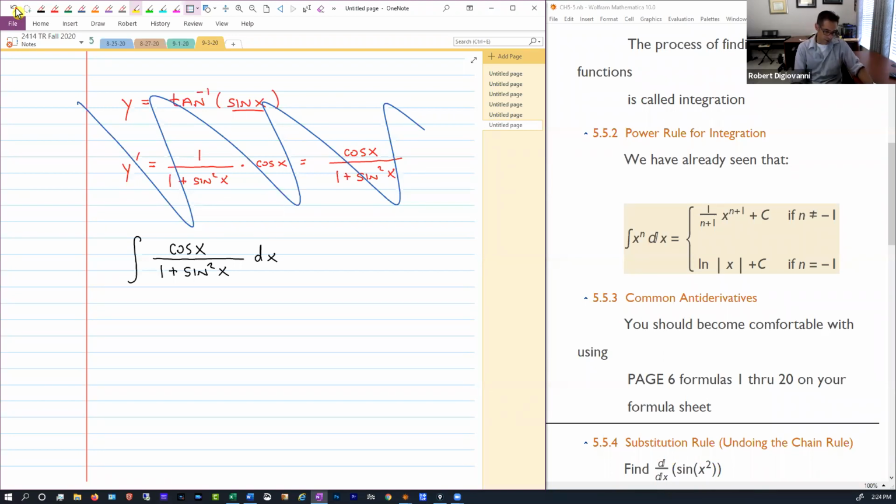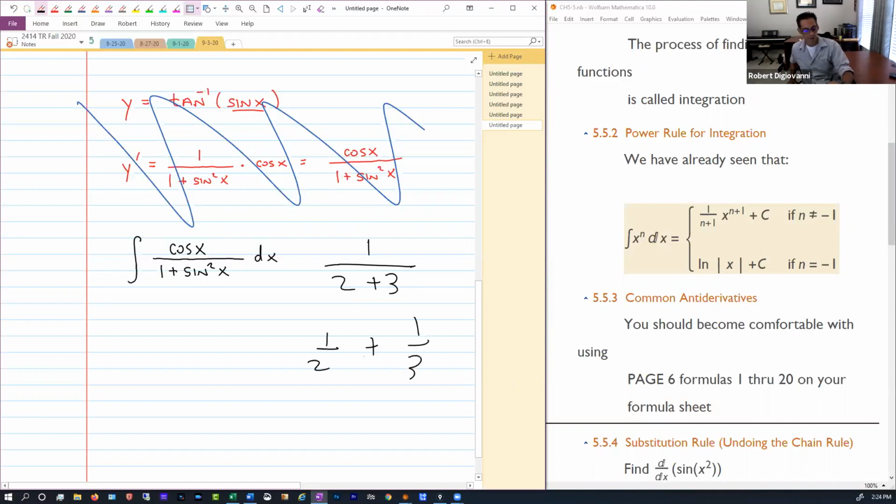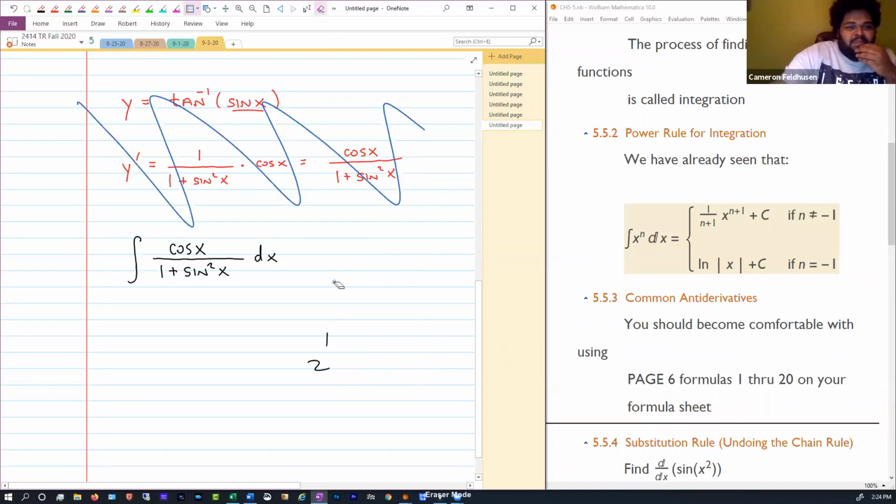So maybe there's something we can do. Can we split it into two fractions? I think not. You have a single term on top and two on the bottom, so you cannot split it. It's kind of like this: if you have 1 over 2 plus 3, you are not allowed to make that 1 over 2 plus 1 over 3. That's no go.